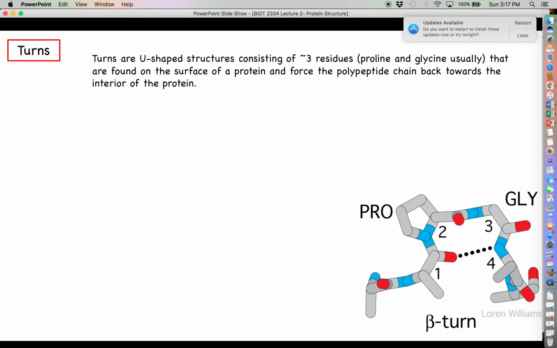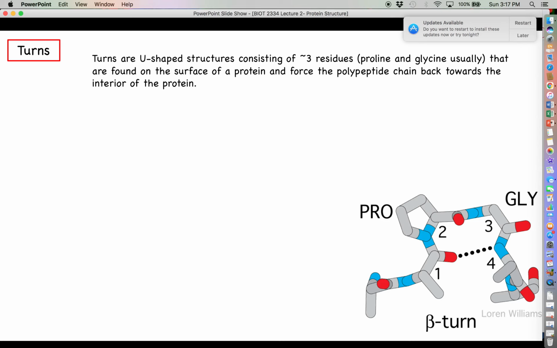Okay, so something that is not strictly a secondary structure but is important in transitioning from one secondary structure to another is called a turn. Turns are U-shaped structures that usually consist of a very small number of residues, usually only about 3. And these turns are usually going to incorporate both proline and glycine, which we highlighted in the first video.